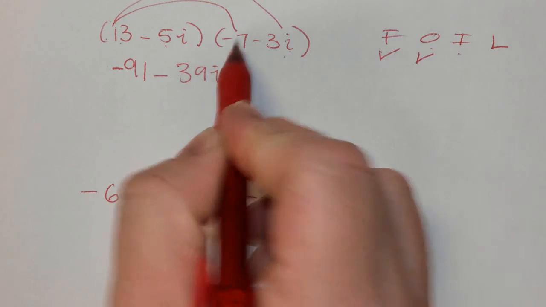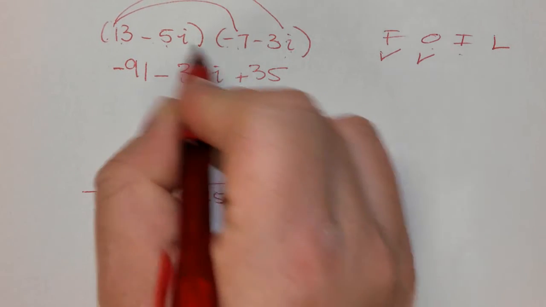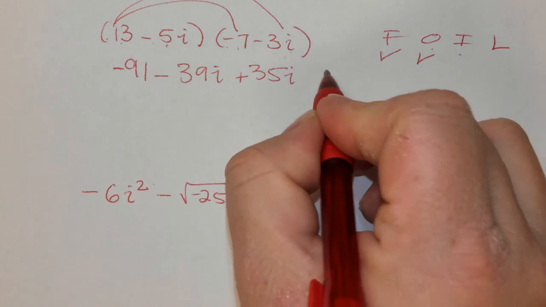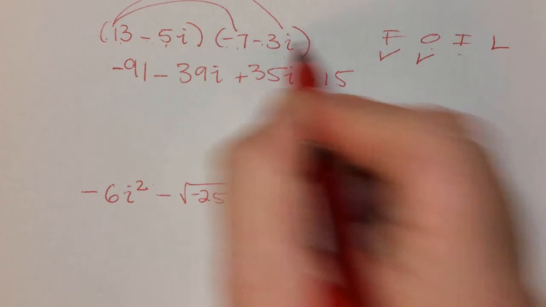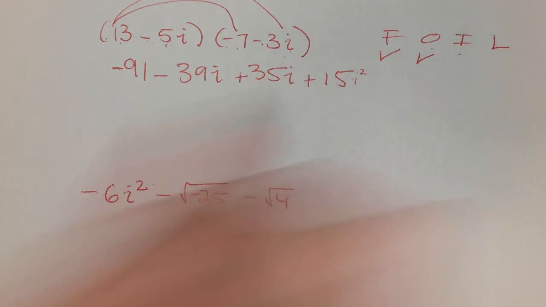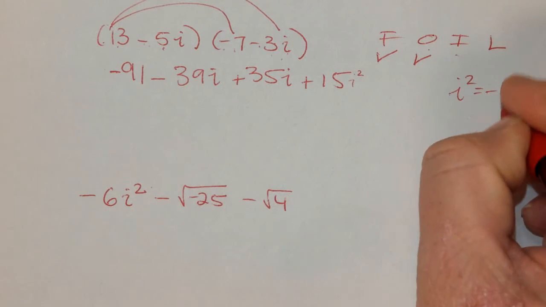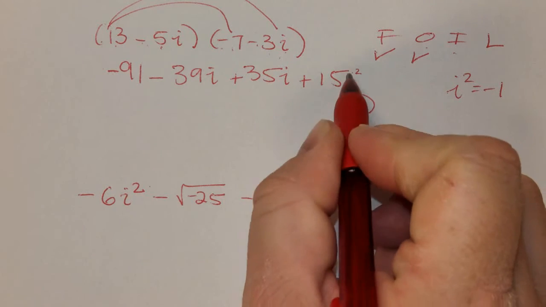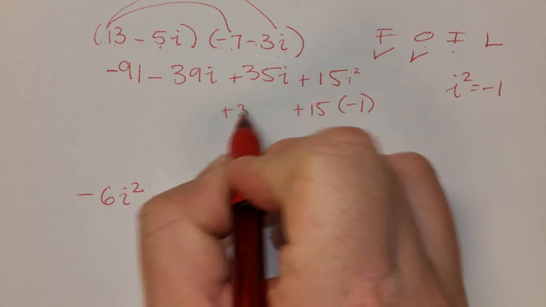Inside, 5 times 7 is 35. A negative times a negative is a positive. Attach the i. 5 times 3 is 15. Two negatives make a positive, and attach 2 i's. But I'm going to do it really lightly, because remember, we learned that i squared this year is equal to negative 1. So I'm going to rewrite this with negative 1, now replacing the i squared.